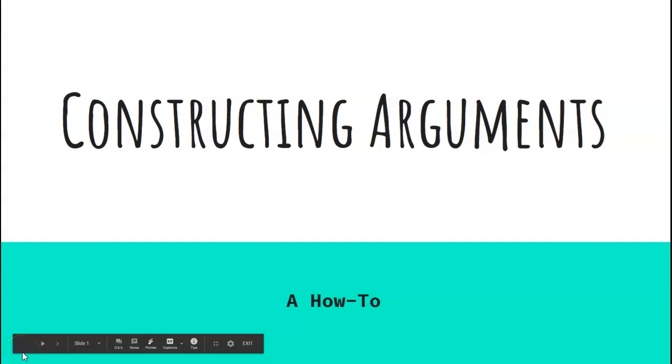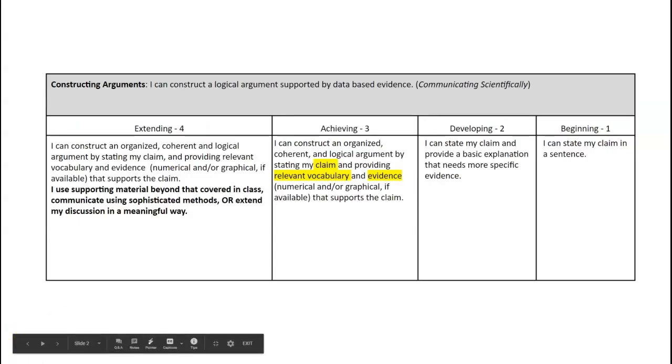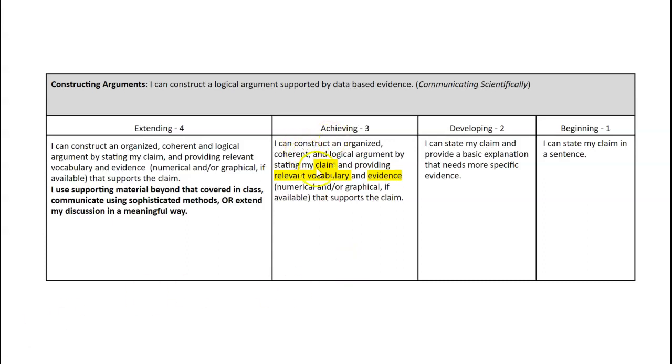One of the most widely used proficiencies that you will see in ESS this year is constructing arguments. So I'm going to walk you through what a good argument will have and the different components that you will need to make sure you're including when you're writing an argument in ESS. So this is the scale right here. I can construct a logical argument supported by data-based evidence. And I highlighted the main parts here.